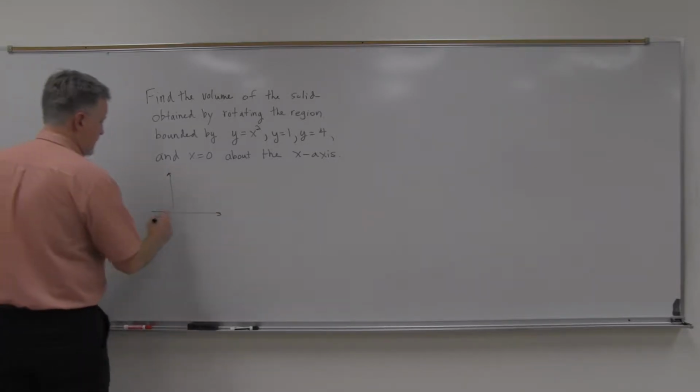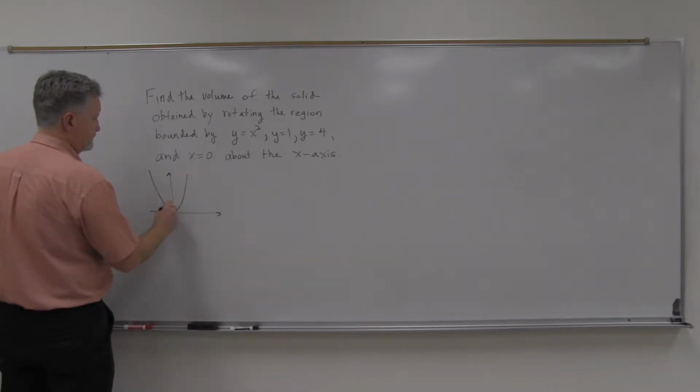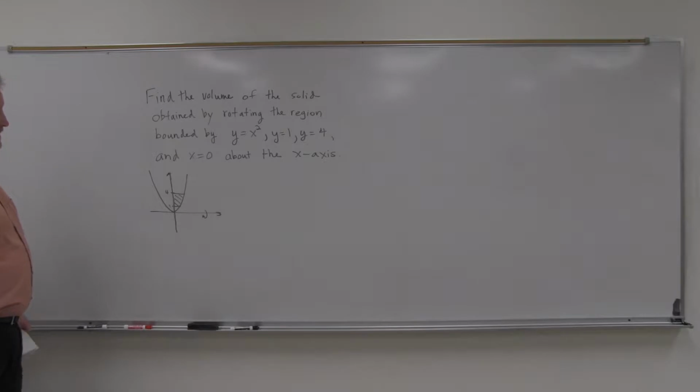that particular region, I've got y equals x squared, a parabola, y equals 1, and y equals 4, and then x equals 0, so that's the y-axis. And so I'm looking at this particular region right here, and I'm rotating that about the x-axis.